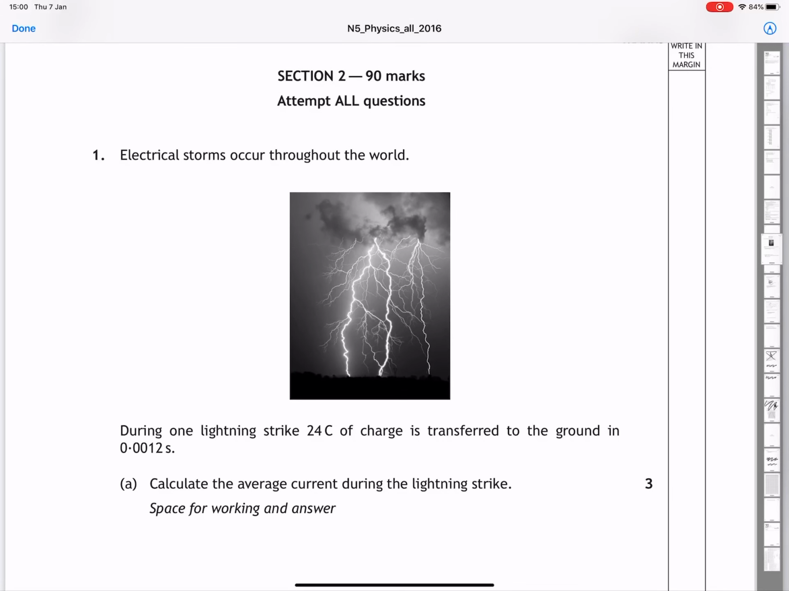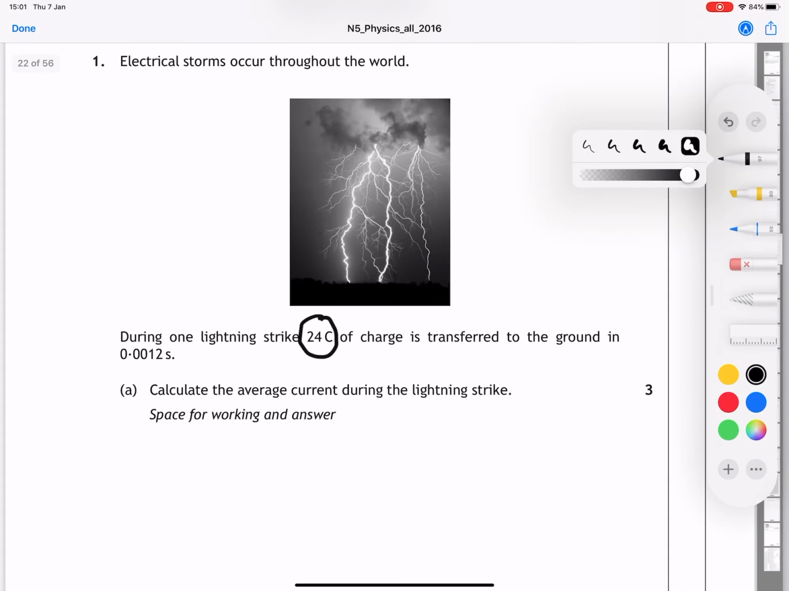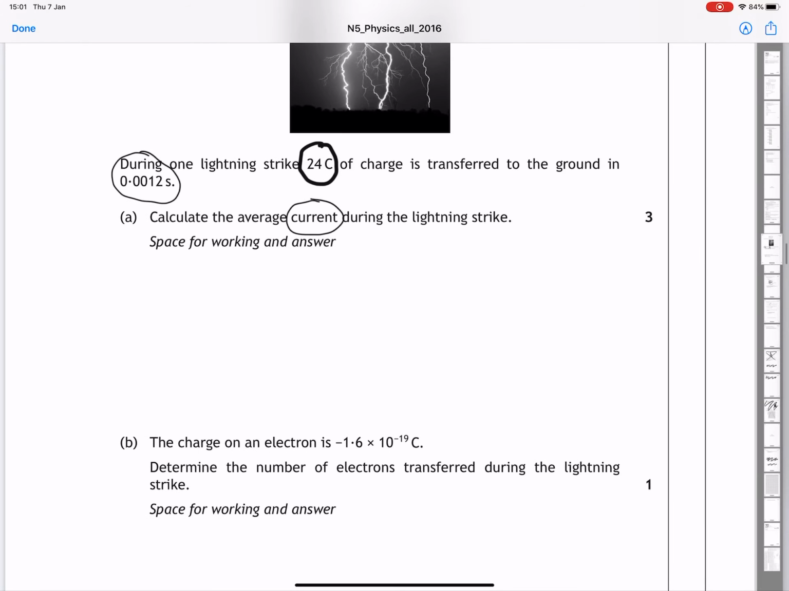Right, here we go. Here's the answers for section 2, long answer questions. Number 1. So you've been given a charge and you've also been given a time, and you have to calculate the current. Knowing those three things, you should have got this.